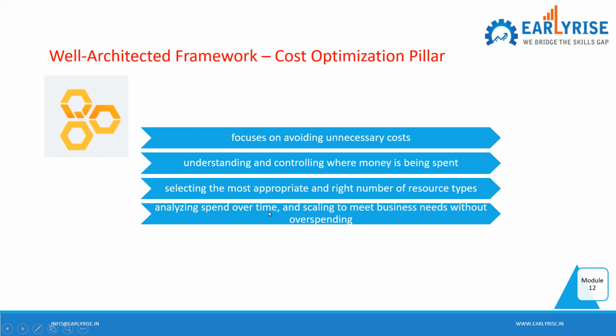Analyzing spend over time and scaling to meet business needs without overspending. So you should analyze how much you are spending over time. Say in the last 6 months, where did you incur expenses? In the last 1 month, what was the expense? In the last 1 year, what have you done? Over time, maybe this week what was more? Like that you should do analysis of whatever bills are coming.